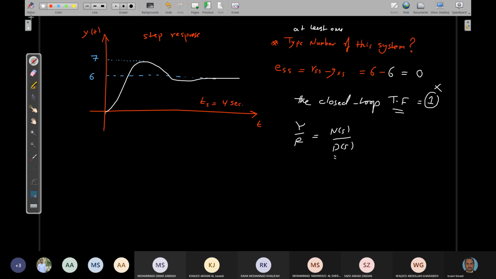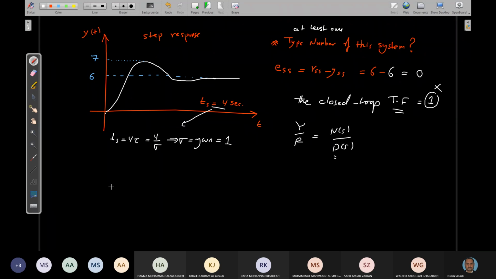So I need to find the closed loop transfer function, which means I need to find the n of s and the d of s. Who can tell me how to find the d of s? Sigma equal to 1. From here we know that the time constant t of s will equal 4 over sigma. So sigma, which equals zeta omega n, is equal to 1.